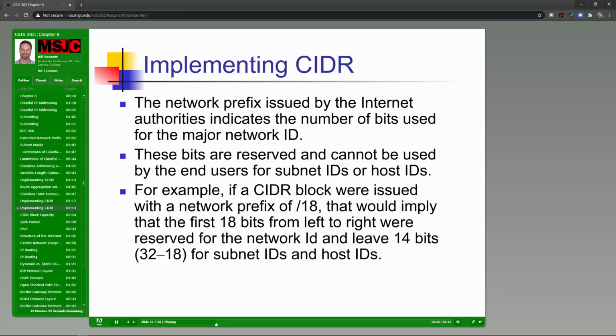So anyway, your ISP is going to indicate the number of bits that are used for your major network ID. In other words, the network ID that represents your entire organization's network. And the bits are reserved.